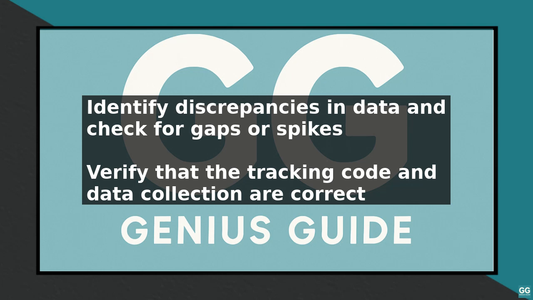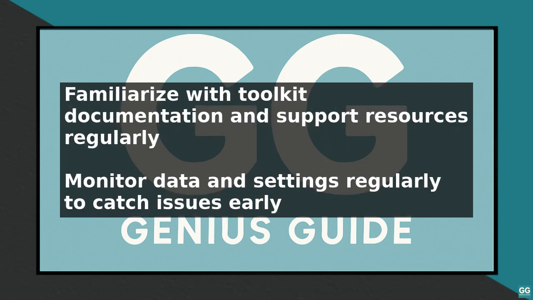Best practices for troubleshooting the Semrush Social Media Toolkit include regularly checking the toolkit for updates and ensuring that all settings are correct. It is also important to monitor the data regularly to catch any issues early.